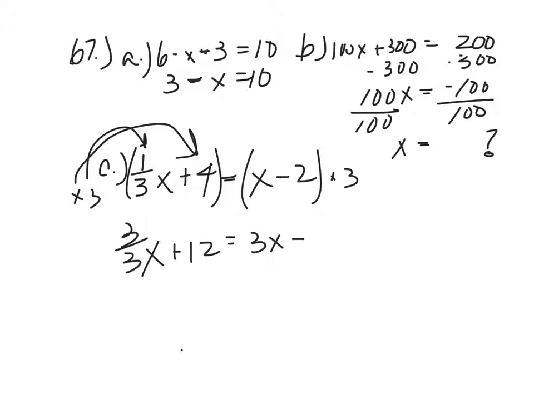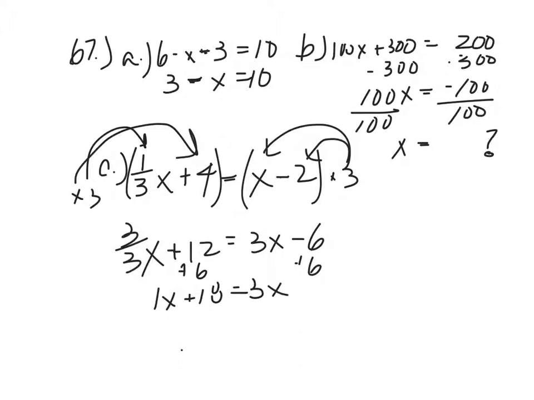3x minus 6. I'm going to add 6, and I get 1x plus 18 equals 3x. Subtract x, and I get 18 equals 2x. I divide it by 2. 18 divided by 2.